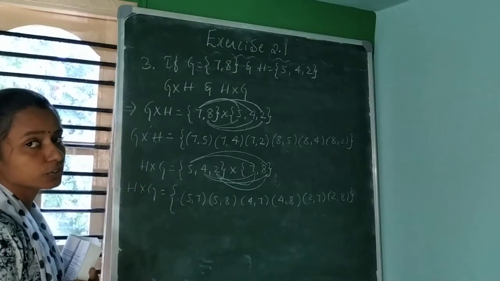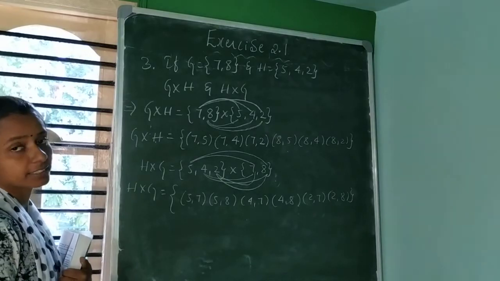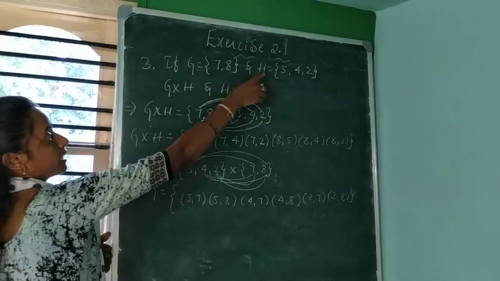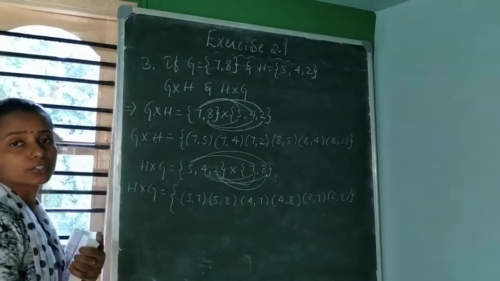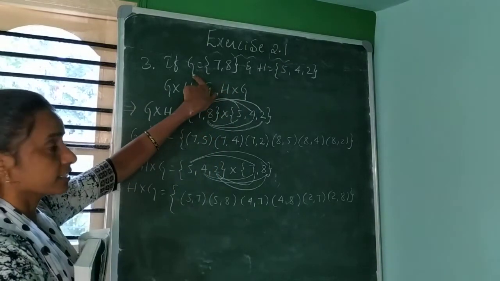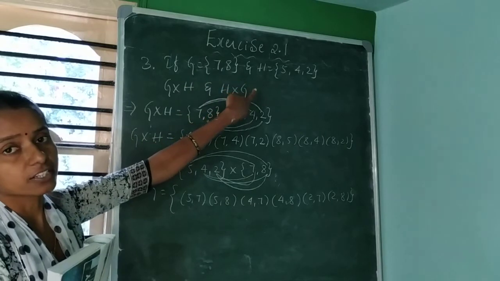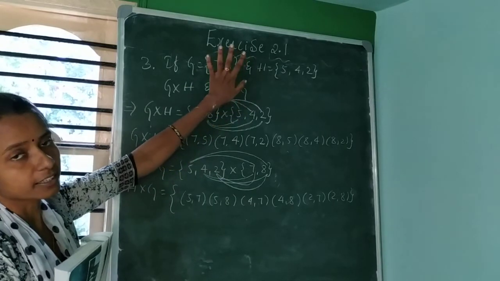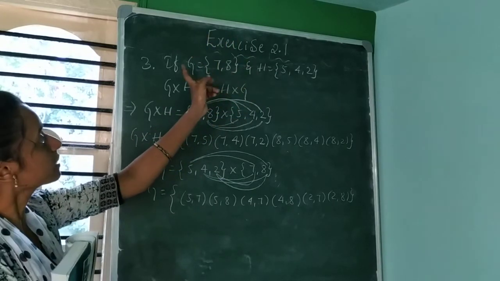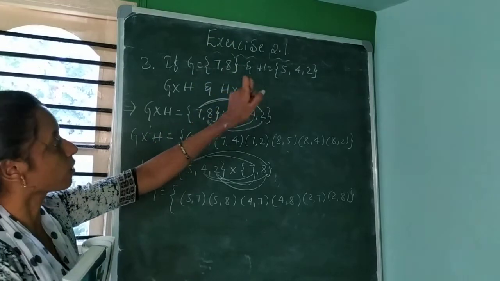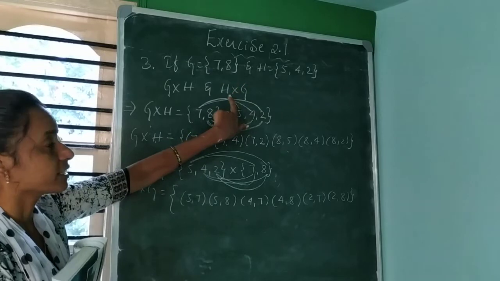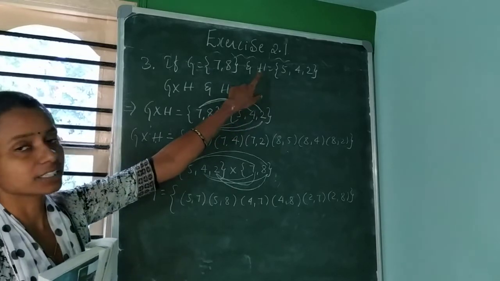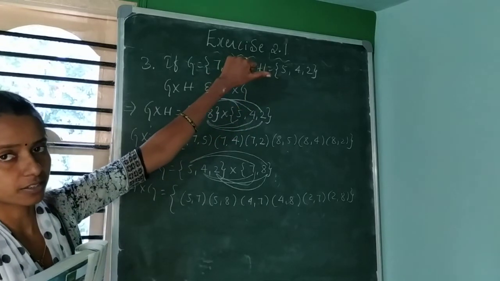Is it clear? In an exam, they'll ask like G is this and H is this, and then they'll ask for H cross G. In the question itself, the first set is G and the second is H. You can't always go with G cross H. You need to concentrate on the question, on what they ask: whether the Cartesian product is H and G, or G and H.